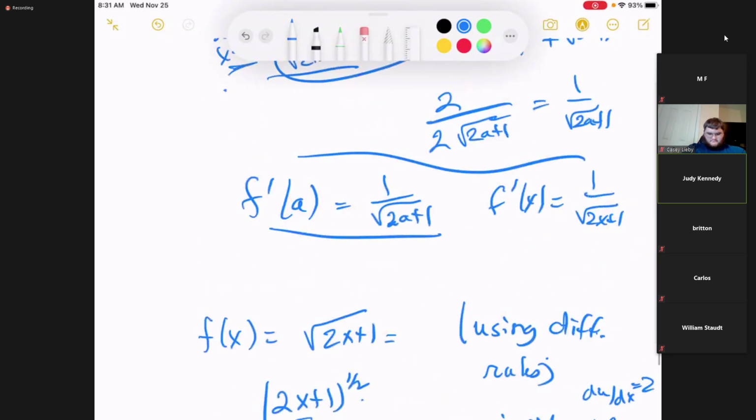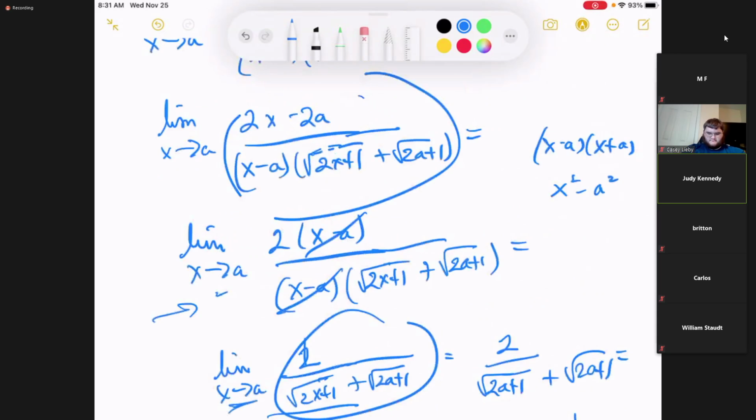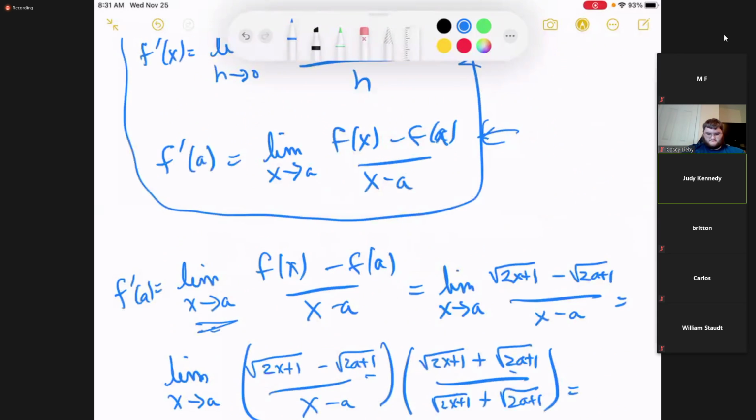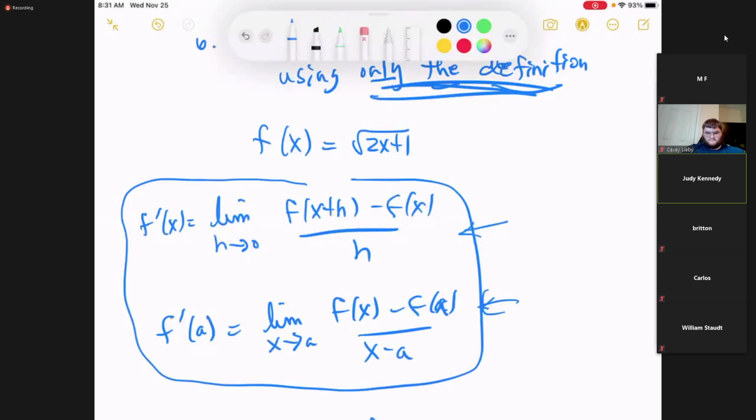Okay. But pay attention. When I say use only the definition, I mean to compute the limit, this limit or that limit. Okay, how am I doing on time? Okay, not too badly.